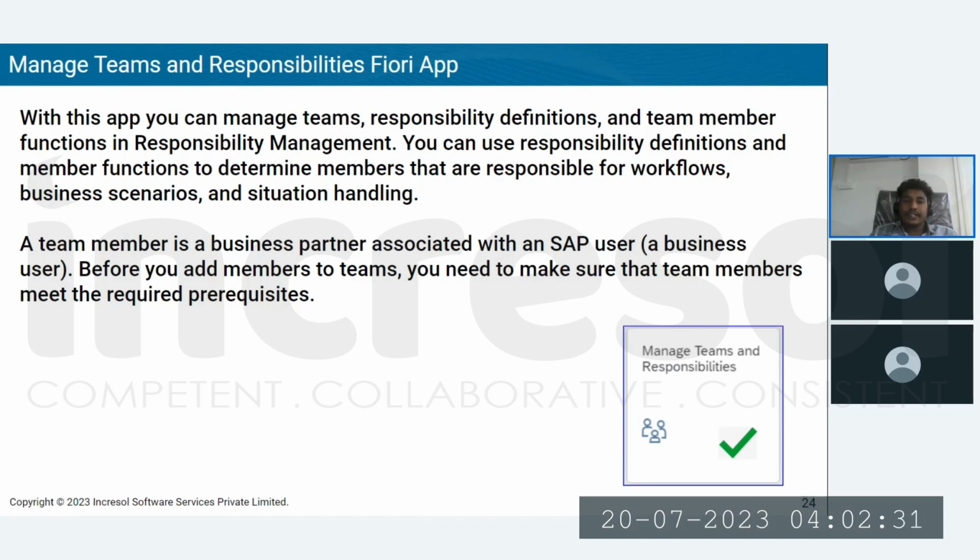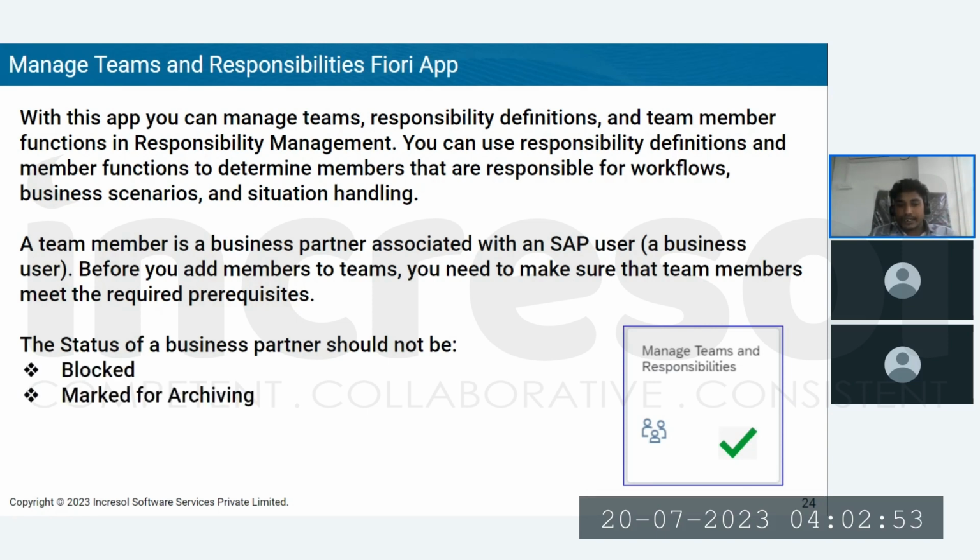That is mandatory in the S/4HANA system. Whatever master you have for the customer, the vendor, or the employee has to be synced to the business partner, which is a mandatory thing in S/4HANA. I hope you know all that. In that case, the status of the business partner shouldn't be blocked, marked for archiving, or business purpose completed. If the business partner has these statuses, you won't be able to use that ID for flexible workflow.